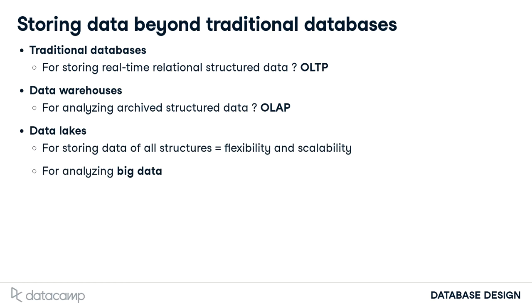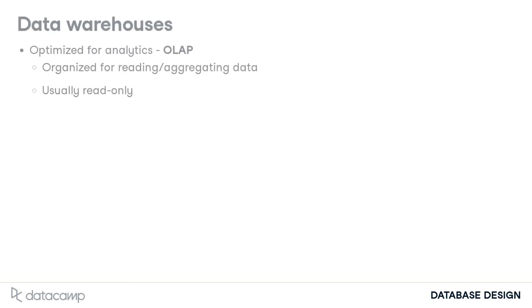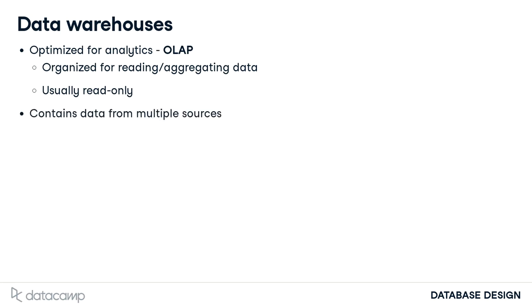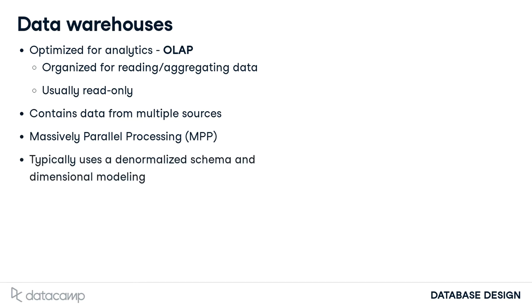I use the term traditional databases because many people consider data warehouses and lakes to be a type of database. Data warehouses are optimized for read-only analytics. They combine data from multiple sources and use massively parallel processing for faster queries. In their database design, they typically use dimensional modeling and a denormalized schema. We will walk through both of these terms later in the course.